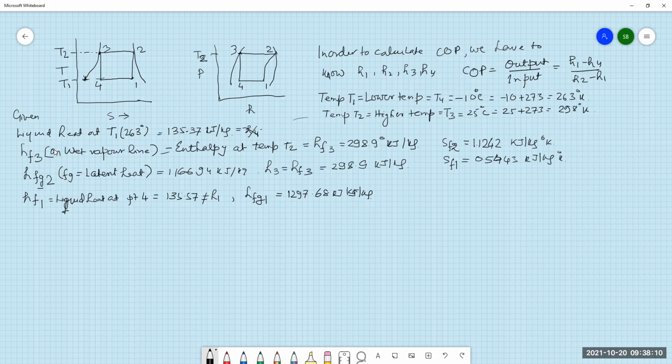So far we have got only one point, that is H4, which is HF3. H4 is here, more or less. H4 is equal to H3, which is equal to HF3, 298.9 kilojoule per kg. Only this is given in the problem. The other three, H1, H2, we have to calculate ourselves.